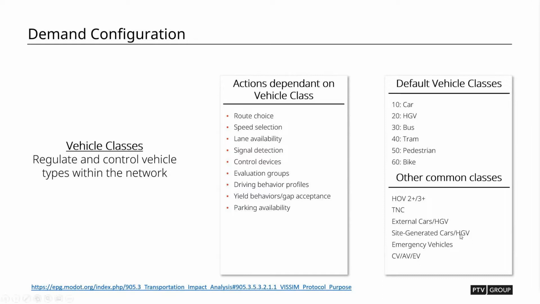Common extra classes that you might see are HOV versus SOV, or a lot of times I see HOV versus non-HOV. Again, TNC if you're doing something like an airport model. You might also have external cars and trucks versus site-generated cars and trucks, right? So you might be doing some sort of TIA in VISSIM, or maybe if you're doing a freeway example like this, you have trips that are being made to the off ramps that you are modeling, and then you have other trips that are just pass through trips, where they're staying on the freeway the whole time.